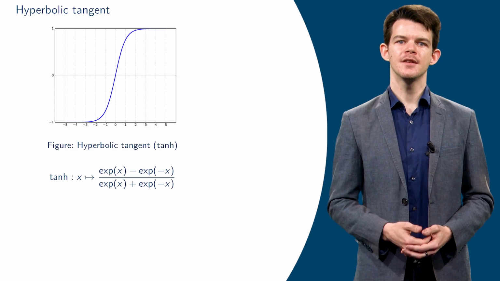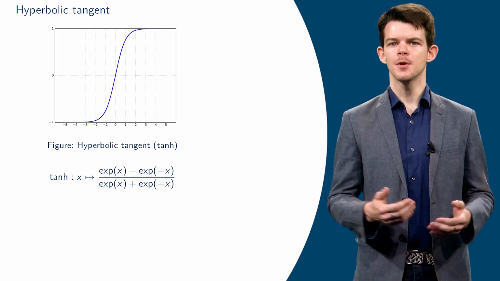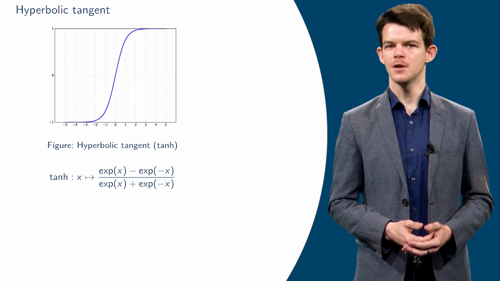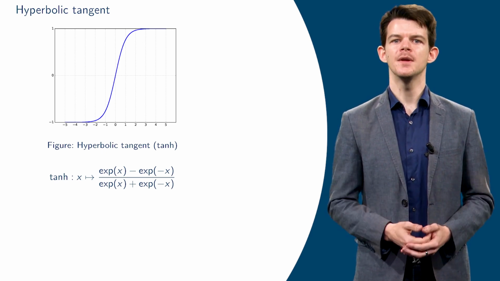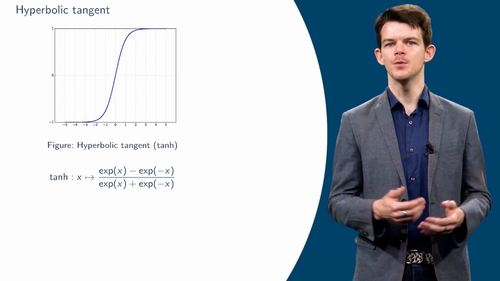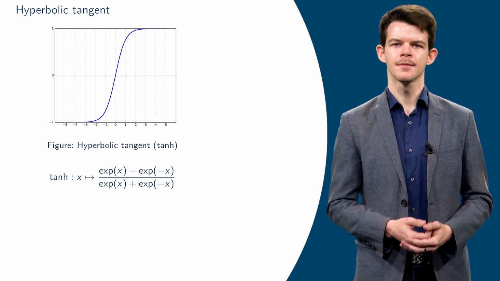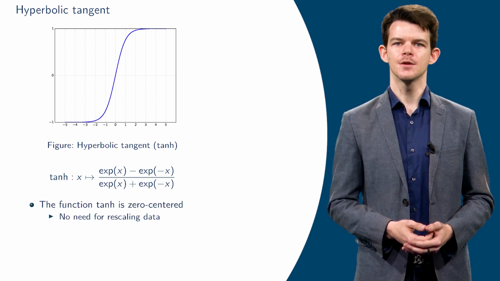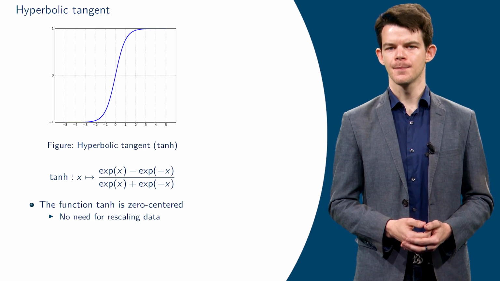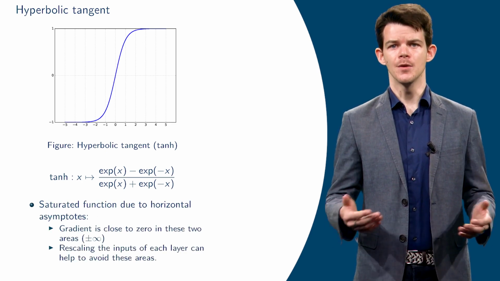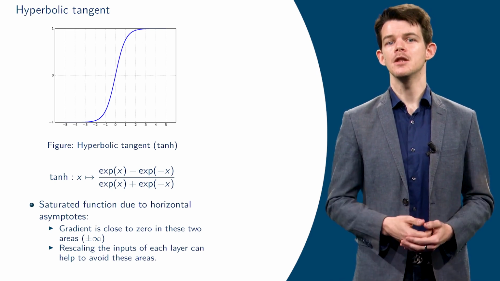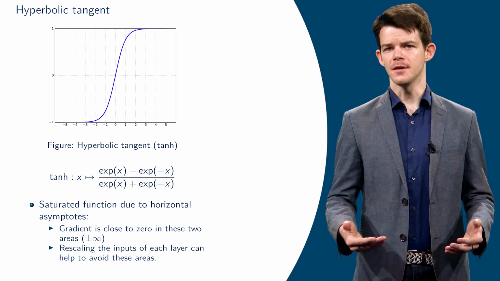The hyperbolic tangent is also an activation function which is quite popular. The shape of the hyperbolic tangent is similar to that of the sigmoid activation function, the main difference being that the hyperbolic tangent ranges from -1 to 1, whereas the sigmoid ranges from 0 to 1. The hyperbolic tangent is centered, so you may not need to rescale the data after each layer in your neural network. Unfortunately, like sigmoid, the hyperbolic tangent suffers from the saturation phenomenon that may occur in +infinity or -infinity.